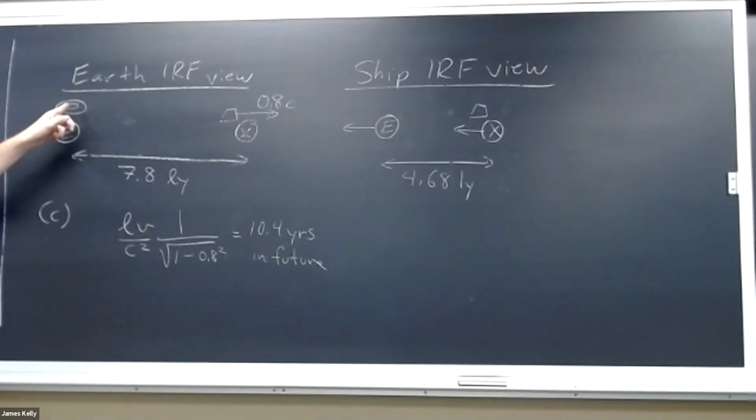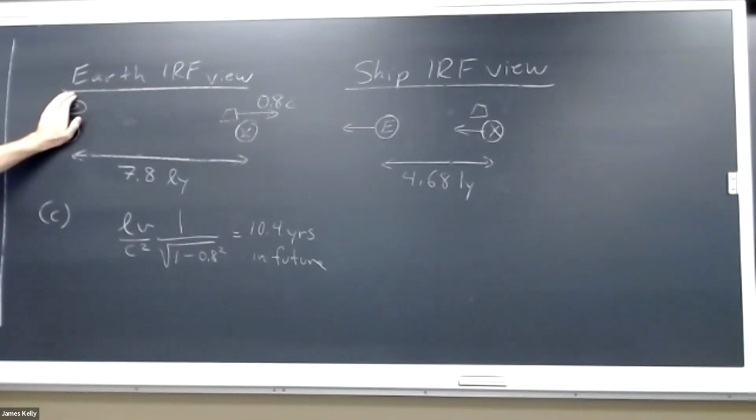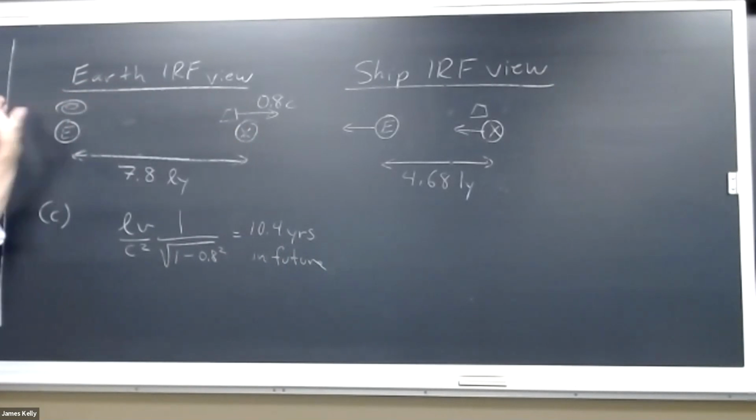This one over here, well, this one happens first. Therefore, this one is yet to happen. If we're sitting here in this ship, that's our now. And if this one's yet to happen, that means it's going to happen 10.4 years in the future. That's how long we would have to wait for it to be considered current in our point of view.